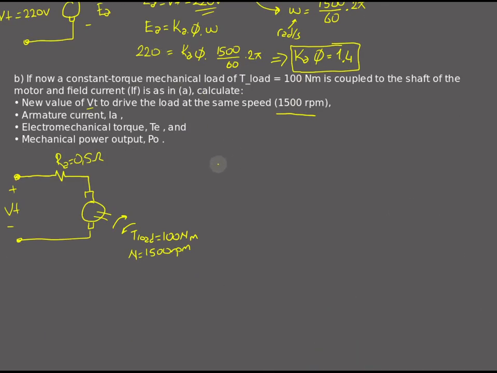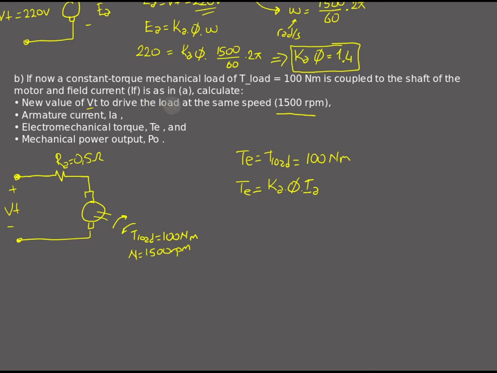From what I know, in the steady state, T_E should be equal to T_load, so that is equal to 100 Newton meters, and I know T electrical is equal to Ka times flux times Ia. So basically there were two main equations. One of them is the machine constant times speed is equal to Ea. The other one is the machine constant times current is equal to torque.